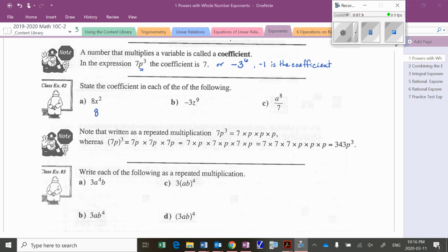Okay, so B being multiplied by the power, our coefficient is negative 3. And for C, this one's kind of a tricky one because we want to recognize that it's the same as 1/7 times A to the 8th. So my coefficient is actually the 1/7.